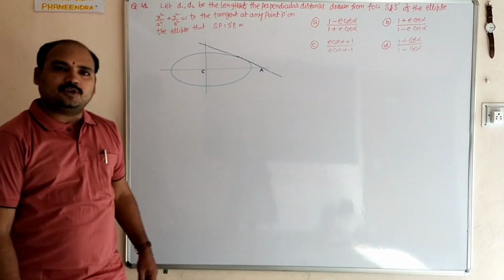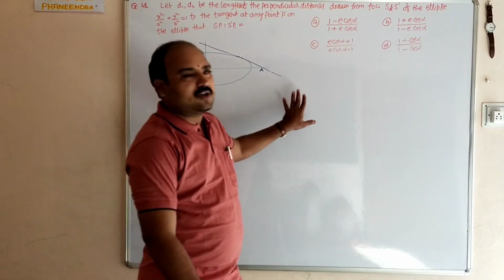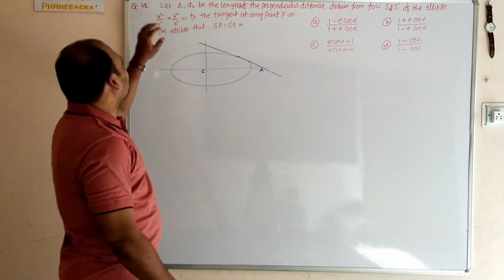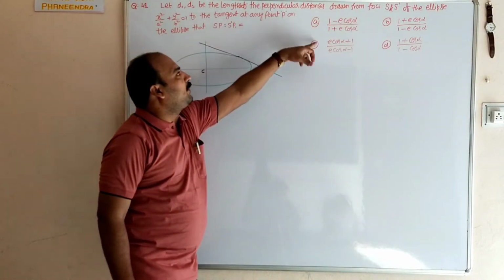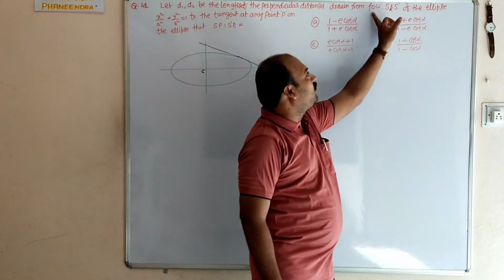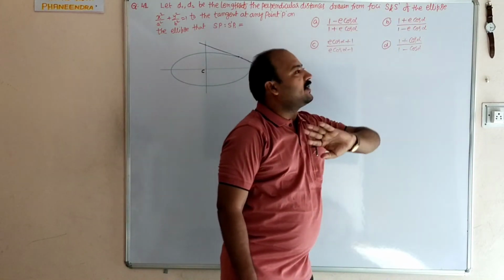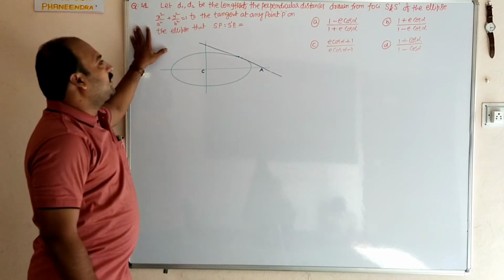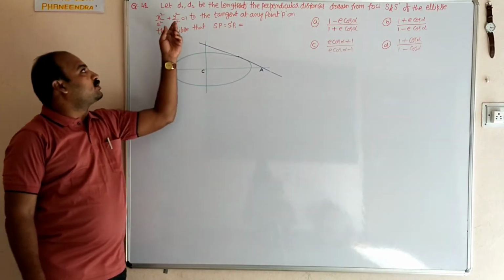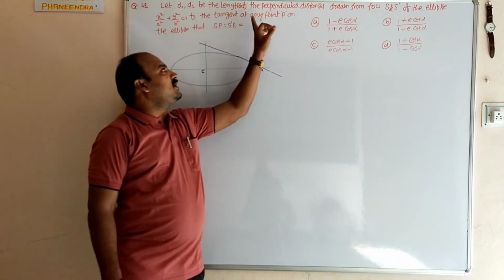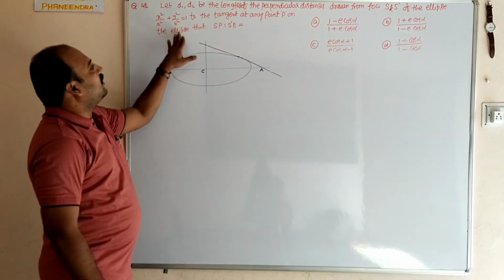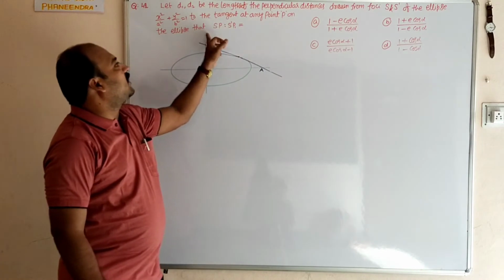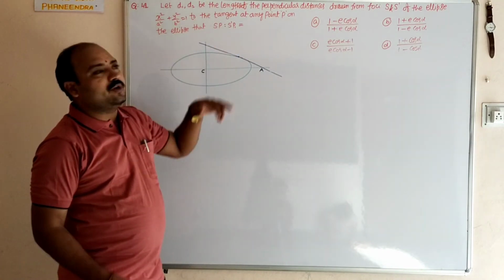Yeah, the next question. This type of question they are asking regularly in JEE Main. Let D1, D2 be the lengths of perpendicular distances drawn from foci S and S dash of the ellipse x square by a square plus y square by b square equal to 1 to the tangent at any point P on the ellipse, then SP is to S dash P.